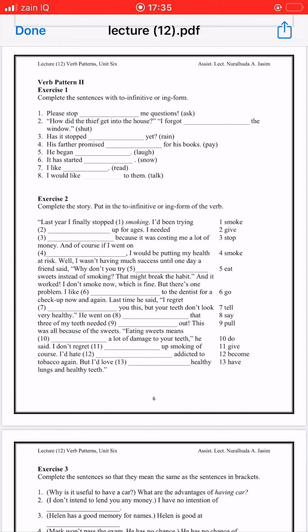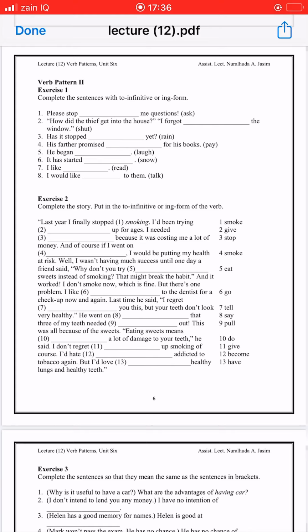Number one, please stop asking me questions. Number two, how did the thief get into the house? I forgot to shut the window. Number three, has it stopped raining yet? Number four, his father promised me to pay for his books.